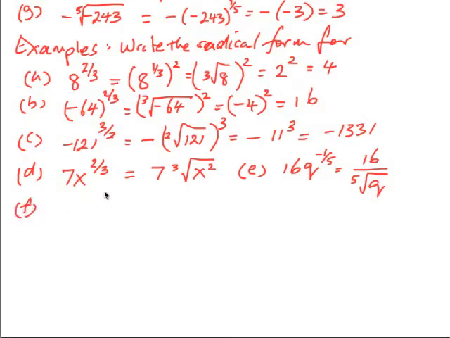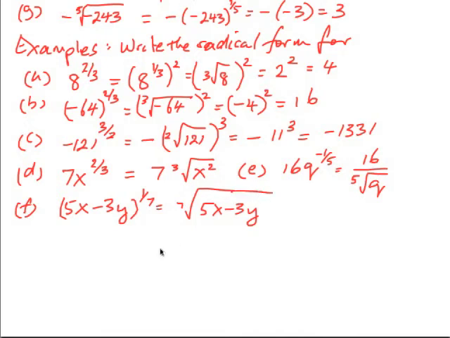Alright, and of course we could have a binomial. Let's suppose we have 5x minus 3y to the 1/7. This would be the 7th root of 5x take 3y. Make sure the radical sign goes across the whole lot of it. Alright, so that's how we do that.